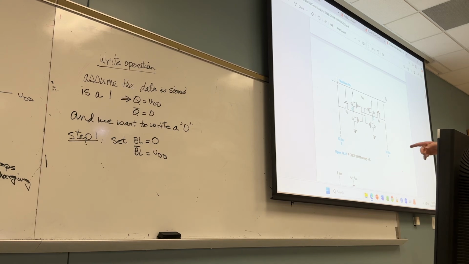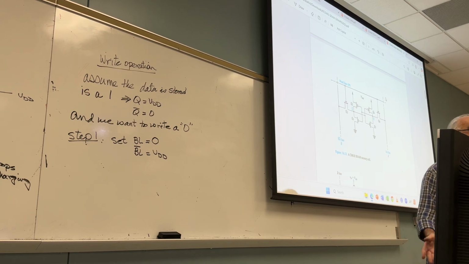Question, let's assume what is being stored is a 0 and I want to write a 1. Can you tell me how do I set the bit line? Bit line is 1, and bit line bar is 0. Did you get it or not? The data that you want to write should be on the bit line. Let's see what happens.